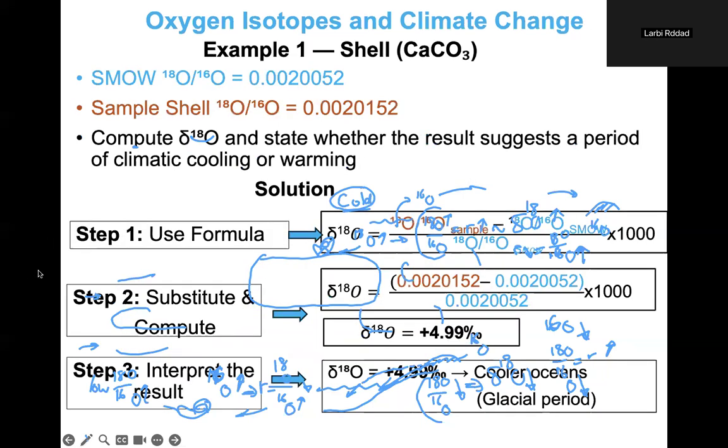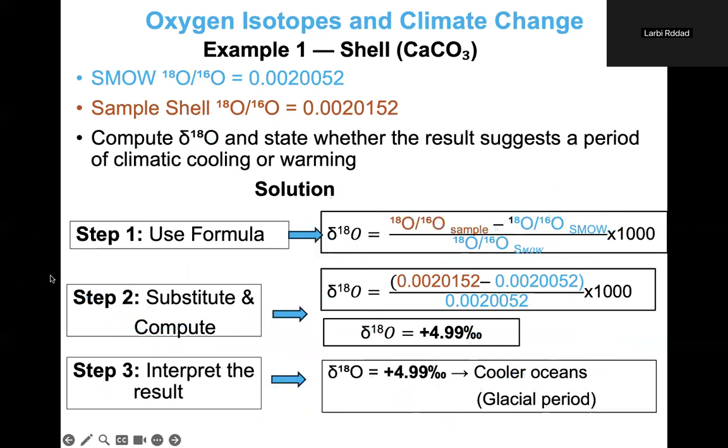Let me clear the drawings. Okay, great. So now let's look at an example. Imagine we find a shell fossil. Remember, shells are made of calcite, CaCO3. This is calcite, and the shell is made of calcite from living things that live in the water.